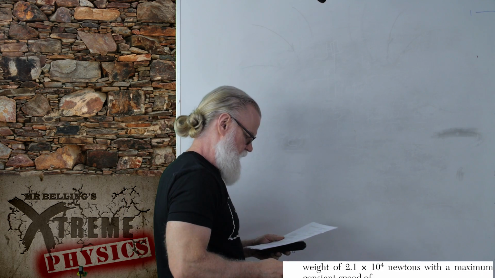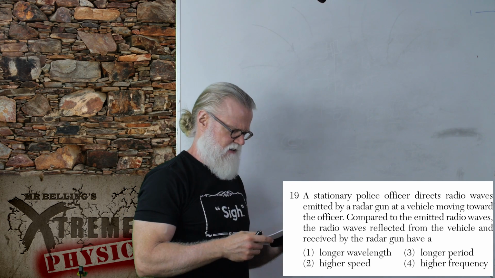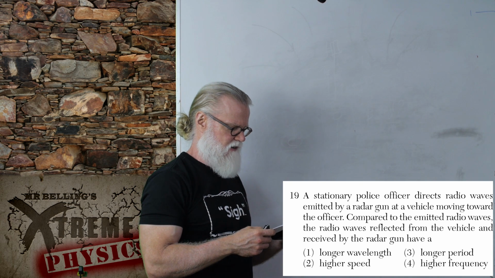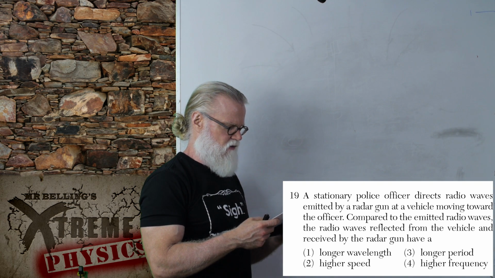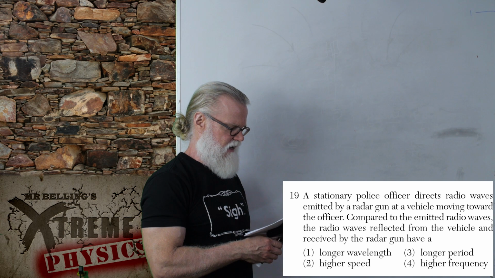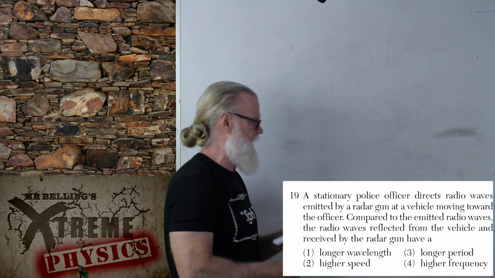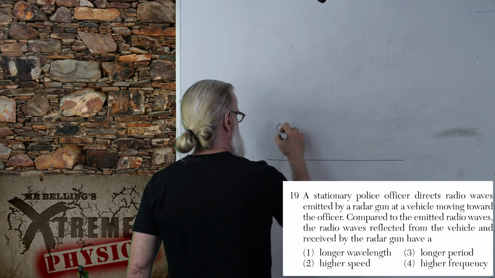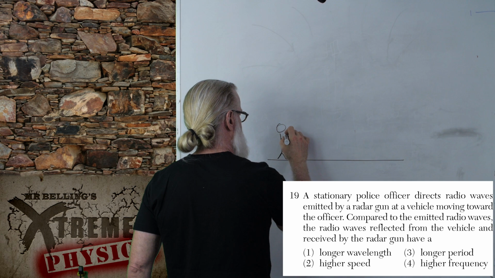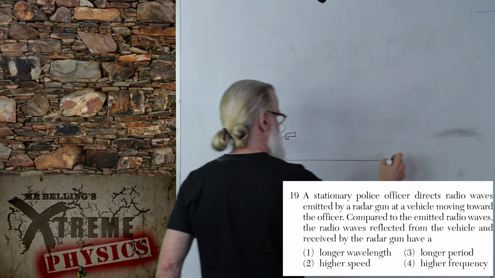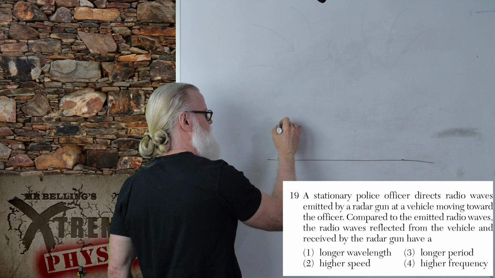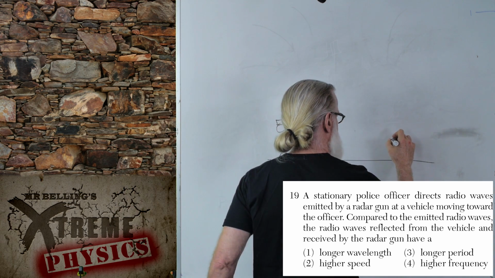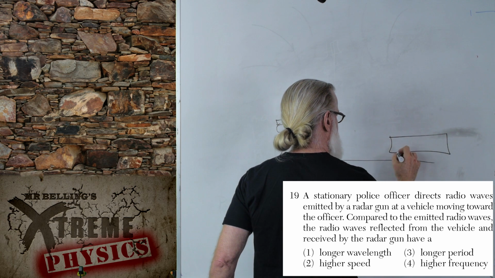All right. A stationary police officer directs radio waves emitted by a radar gun at a vehicle moving towards the officer. Compared to the emitted radio waves, the radio waves reflected from the vehicle and received by the radar gun have... All right. Here we go. Got a car. Got a radar gun. Like that. Got a police officer. Better give him a hat. Oh, man. There's an officer's hat if I've ever seen one. All right. Here's a car.